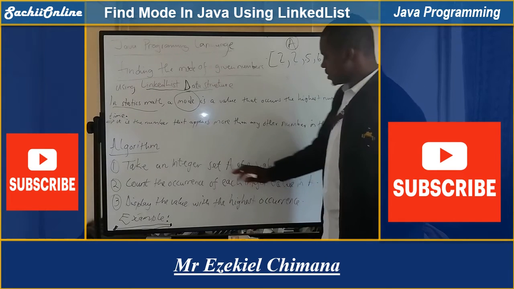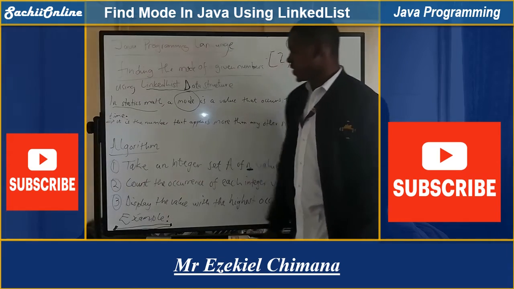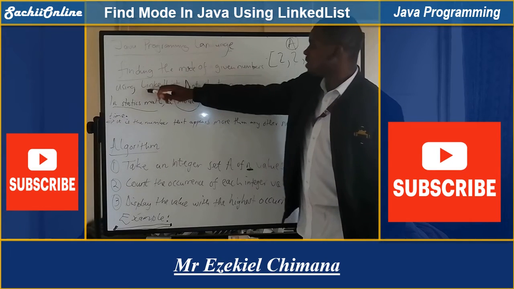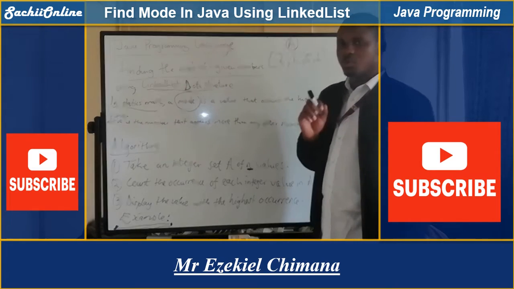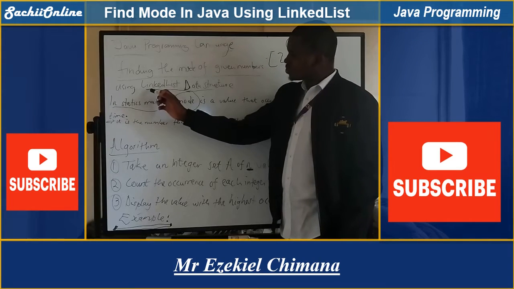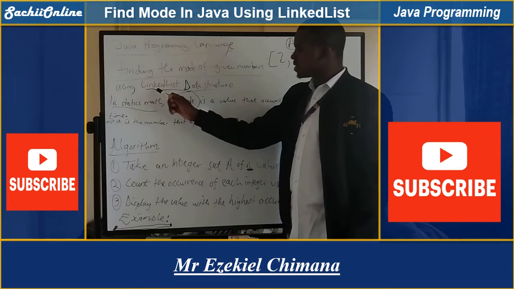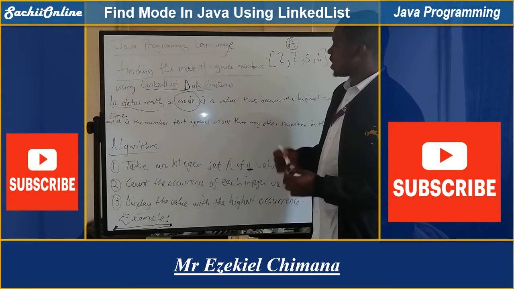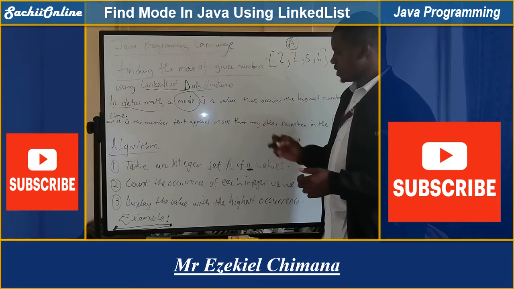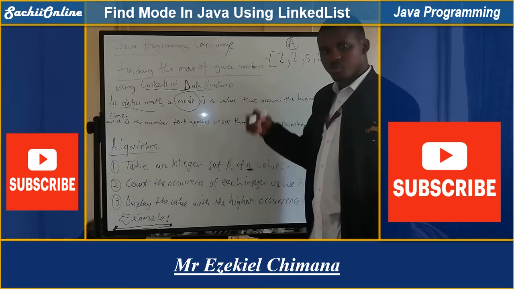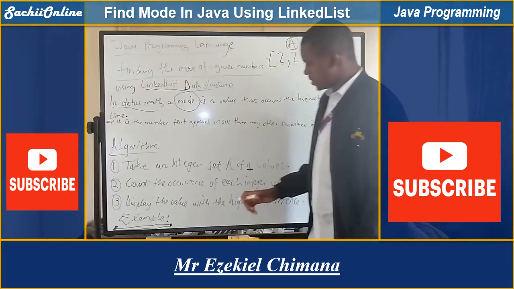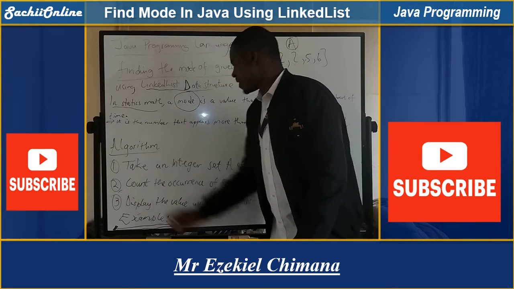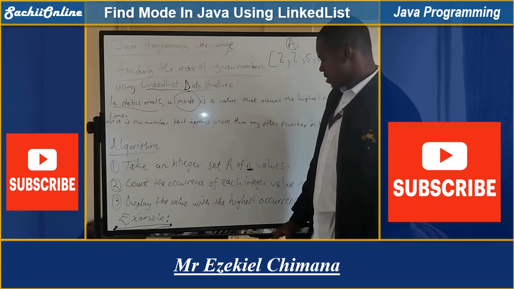That's the set that we want at the first step, and then we have to store it in our linked list data structure. I've chosen this linked list data structure because the question required us to find the mode using the linked list data structure. It also required us to use a find mode method, a separate method outside the main method.